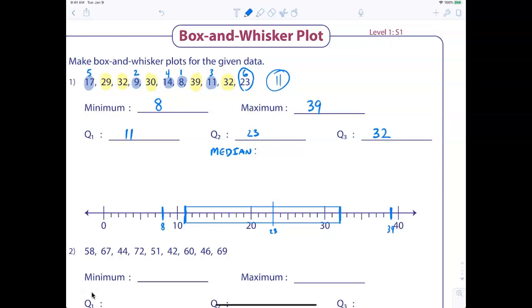Hold on one second. So this is my box, and you'll see why it's called a box and whiskers in a minute. Why don't you use the 8 and the 39? You're going to find out in a minute. Oh, all right, so you're just creating the box.